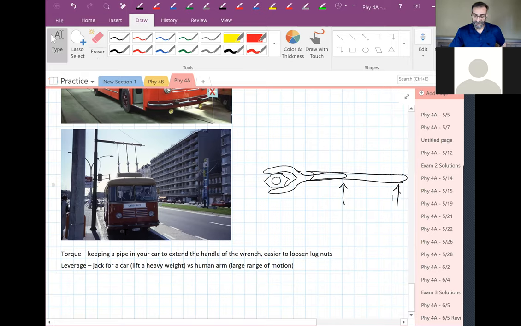10-minute break. Yeah, vertical distance. H is the vertical distance. All right, let's take 10 minutes and we'll be back shortly. I'll pause.